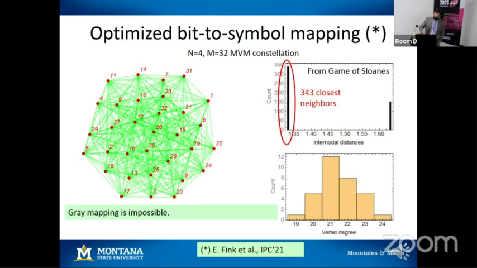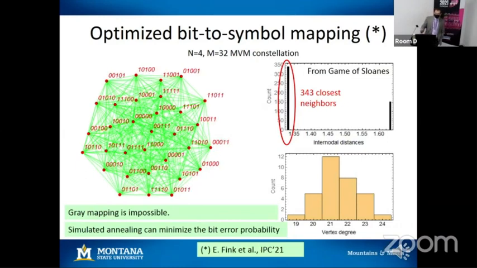So Gray mapping is impossible, but this is a combinatorial problem. Actually, if you take 32 factorial here to label the nodes, you will have 10 to the 35 combinations. And for this type of combinatorial problem, simulated annealing is good enough. So that's what we used. And again, we'll present the results next month. You find this type of mapping of bits to symbols.